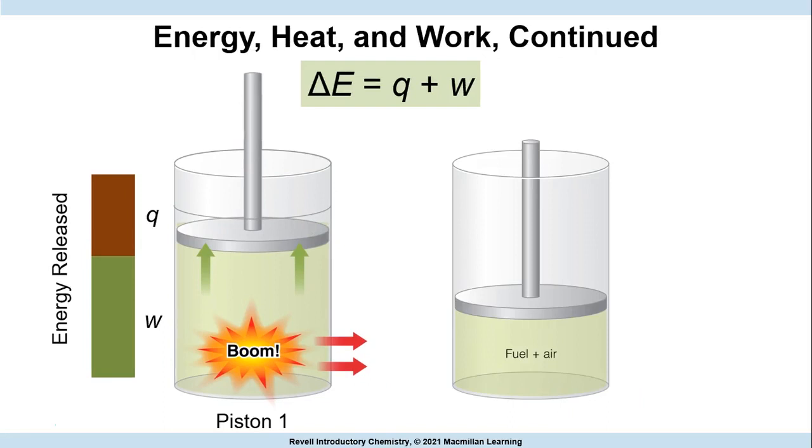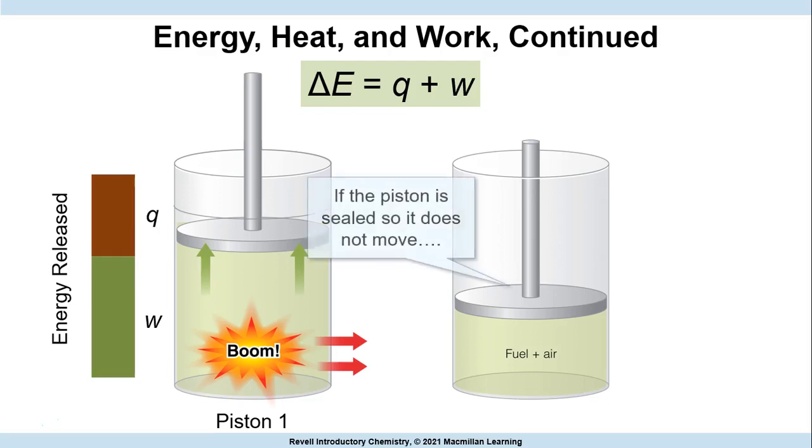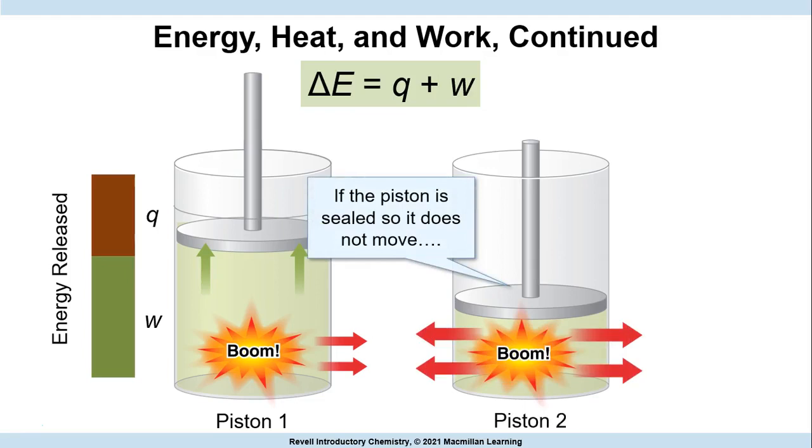So what will happen now if we have a piston and it is sealed and it cannot move? If the piston is sealed and we still burn the gasoline in this system, all of the energy will be converted to heat. And here, the work will be zero because the piston does not move.